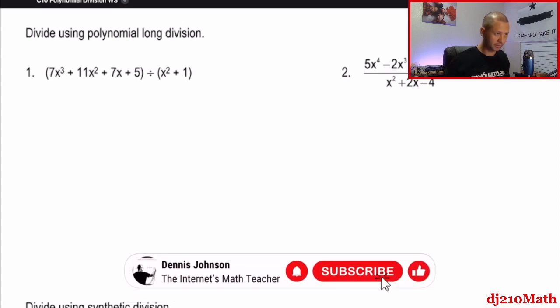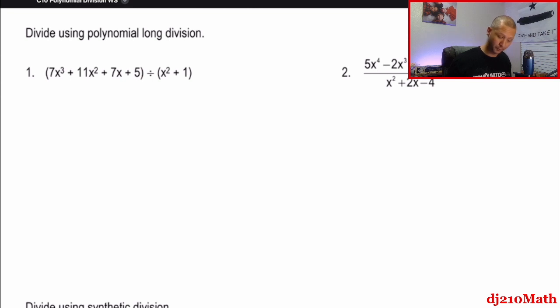All right, so let's knock out the homework. Number one, divide using polynomial long division. Okay, so our hands are kind of forced on this one. We have to use long division, even though we like synthetic, right? Synthetic will be the next one.